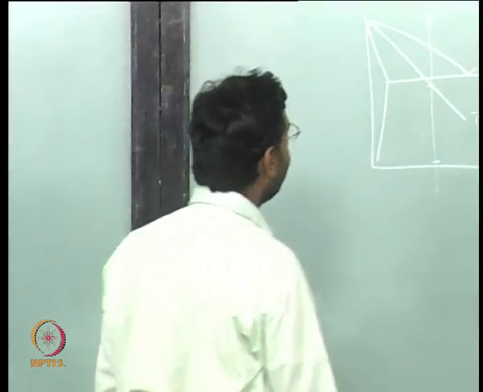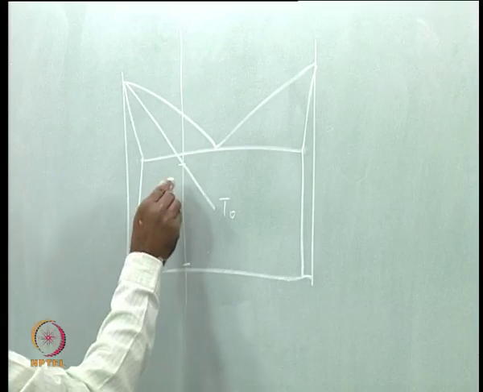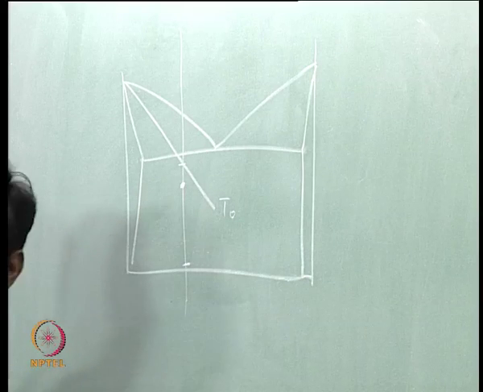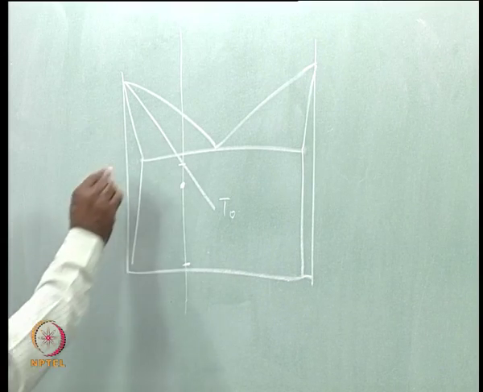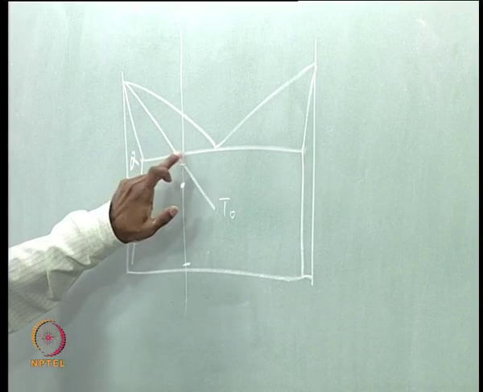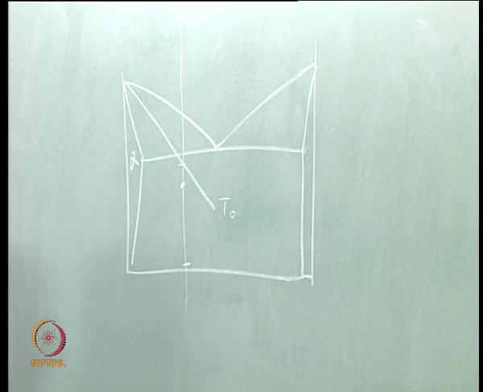When you say L plus alpha region, for example, if I take this liquid and undercool to this temperature, what should happen to that liquid? Under normal conditions, if the liquid is simply cooled, it would have first formed alpha, and then by the time you reach this temperature, the eutectic reaction should have occurred.